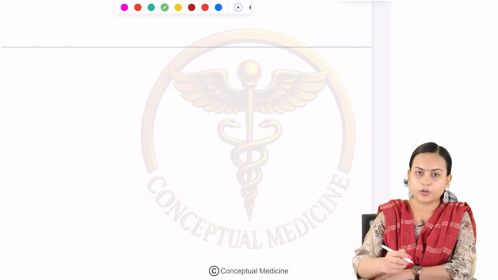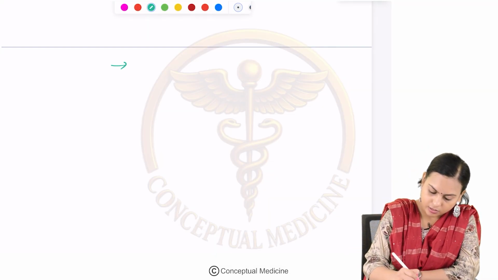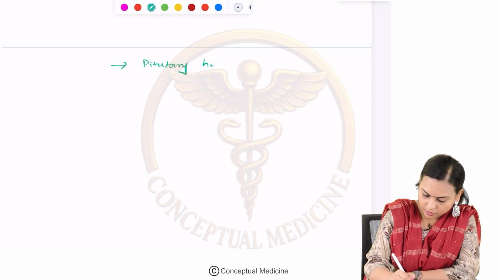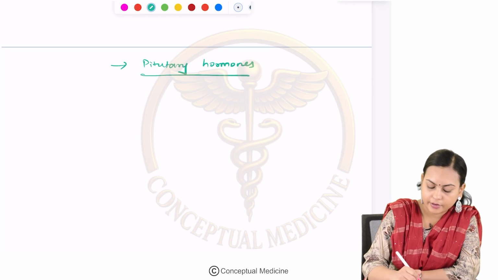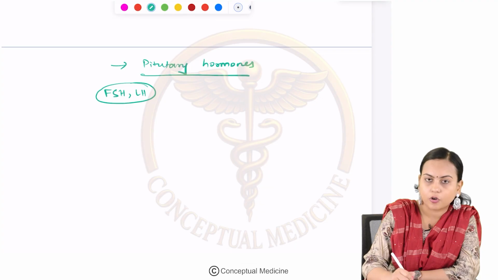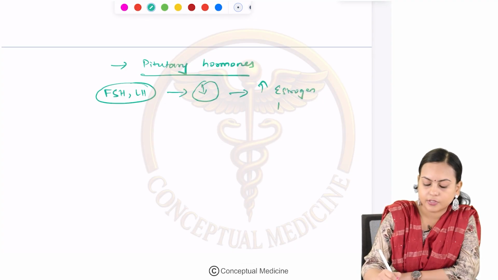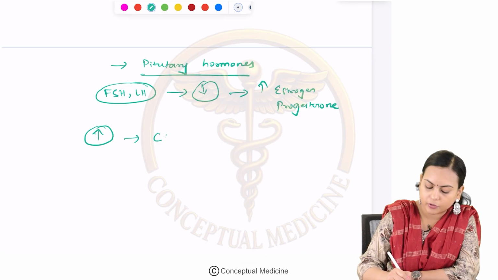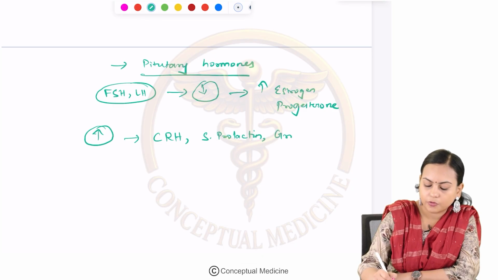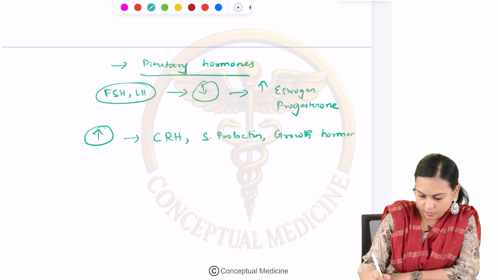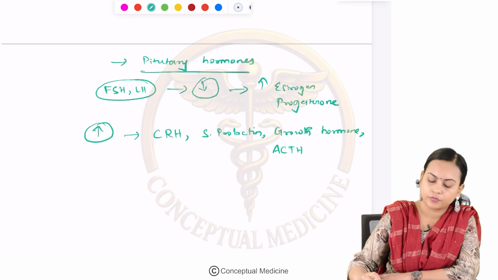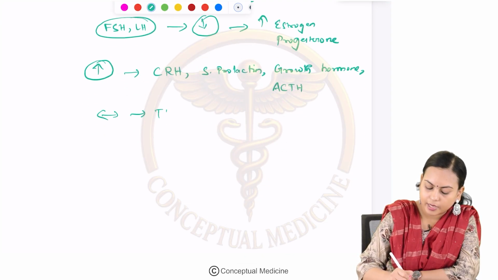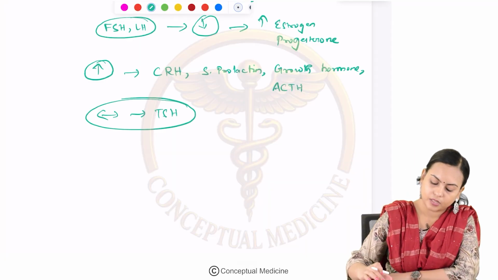Okay. Regarding the hormonal changes of the pituitary hormones, already we know follicle stimulating hormone and luteinizing hormone are going to decrease in levels because there is an increased level of estrogen and progesterone, and then there is an increase in hormones like corticotropin releasing hormone, serum prolactin, growth hormone, and adrenocorticotropic hormone, whereas thyroid stimulating hormone remains normal.